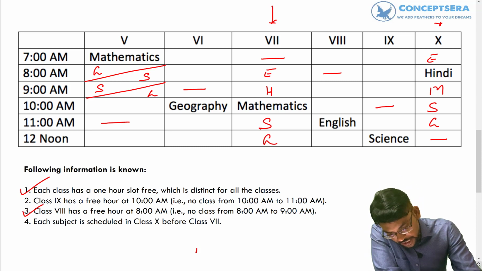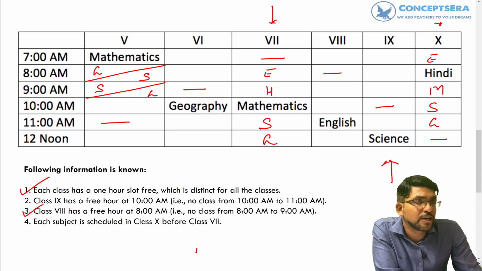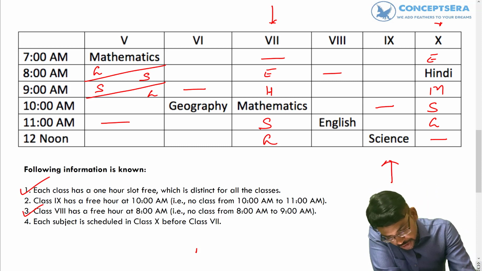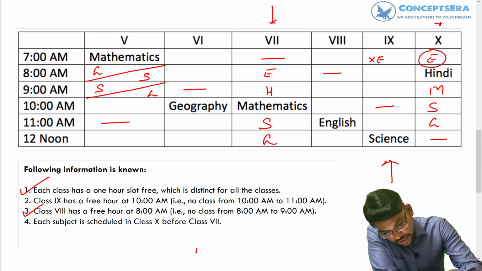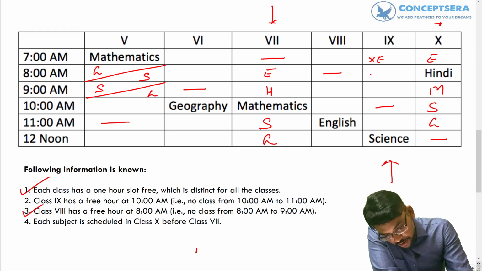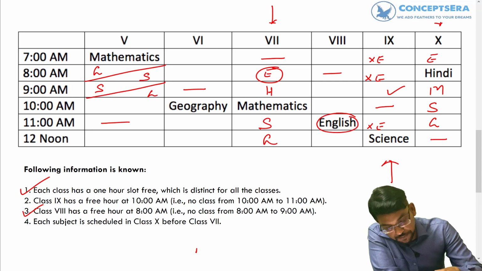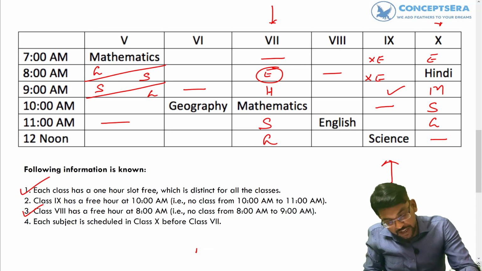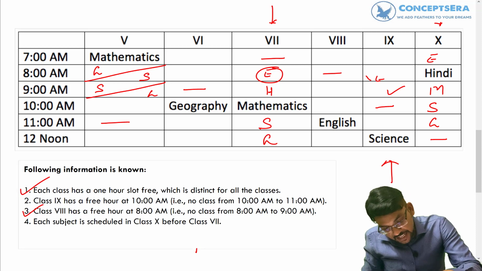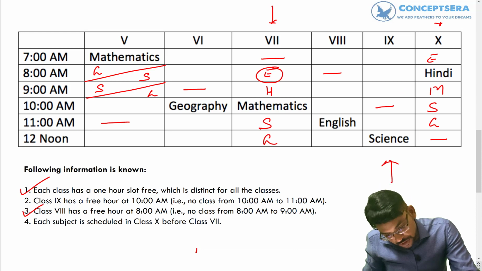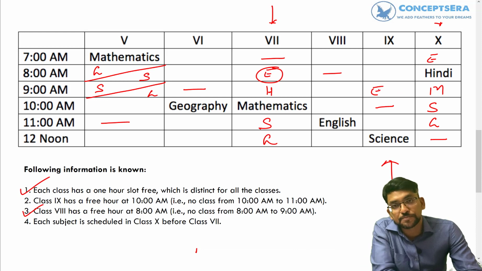After this, we can look at this position and we can fill English very fast. So see, English cannot occur here because it is happening already here, right? And English cannot occur here because it is happening at this particular position. So for English, we are left with only this place because English cannot occur here, which is happening at this particular position. So only one place is left for English, and that place is 9 o'clock for 9th class. So English has to be at this position here.